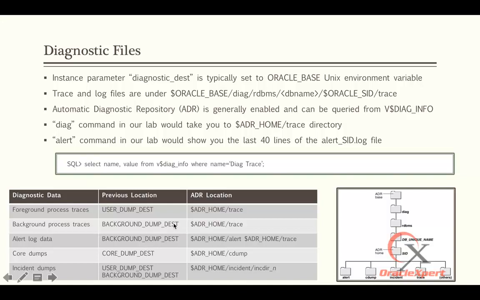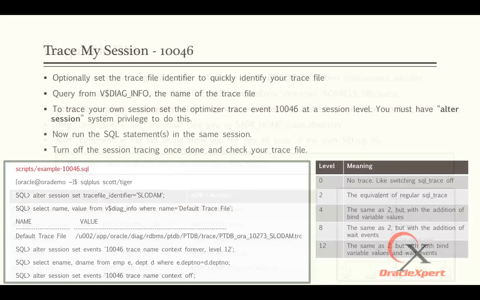Then your core dumps were earlier pointed to by a directory parameter called core_dump_dest. Nowadays those core dumps would go under the ADR home cdump folder. And then we have incident dumps. Earlier they were stored either in user_dump_dest or background_dump_dest. Now you have incident directories called ADR home incident, and the incident directory followed by an N, a numeric incident number for that incident.